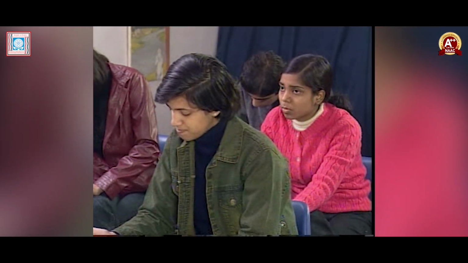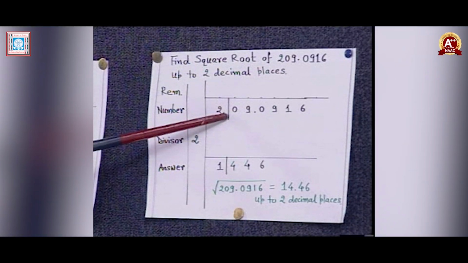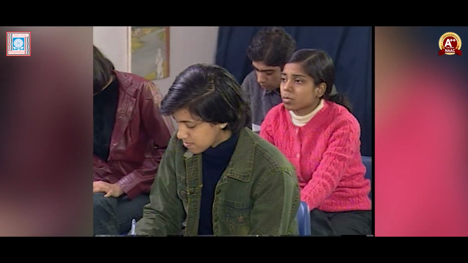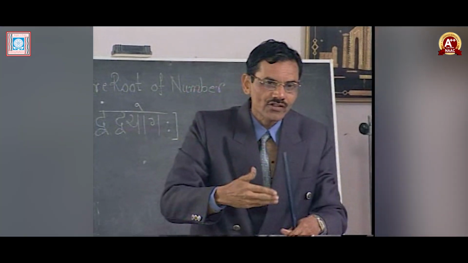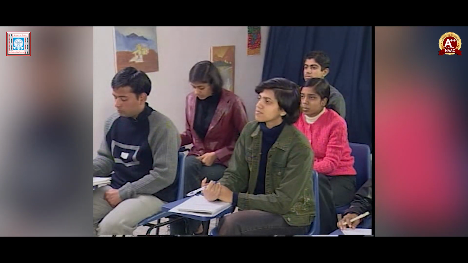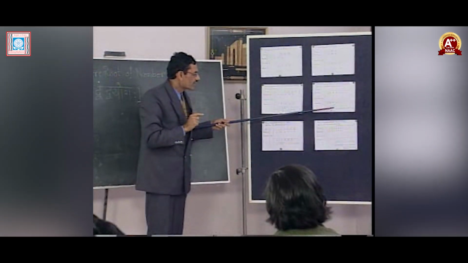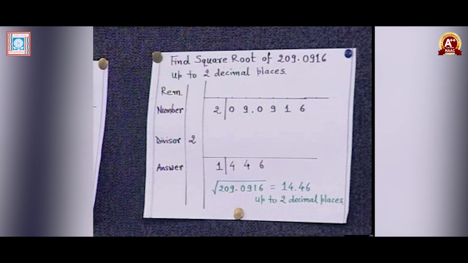So we stop, because our aim was to get the answer only up to 2 decimal places. We are fighting for the last digit. Why are we doing all those calculations? To get the last digit correct. That is the most important part of every example. So the final answer: square root of 209.0916 equals 14.46 up to 2 decimal places.